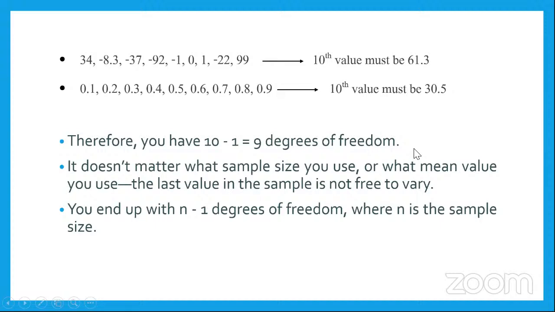It doesn't matter what your sample size is or what your mean is, the last value of the sample cannot vary. That means you end up with n minus 1 degrees of freedom, where n is any sample size. So this is the basic concept of degree of freedom.